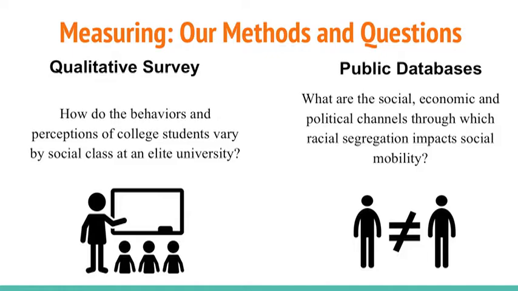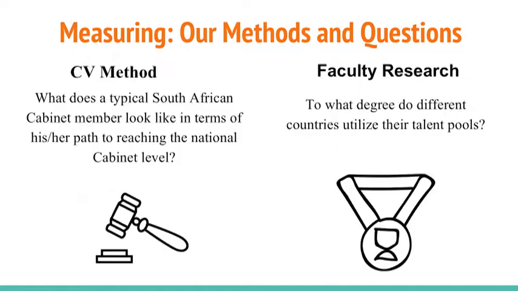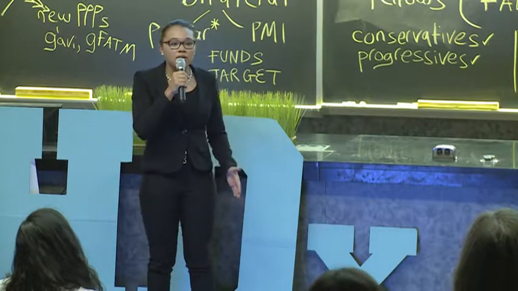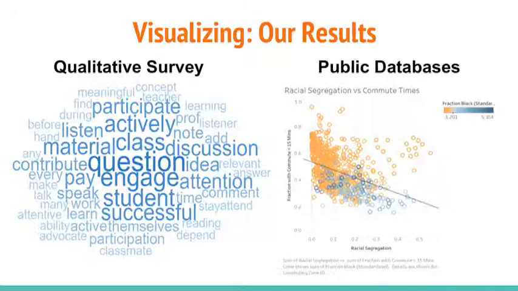We also utilized data from the Equality of Opportunity Project to better understand how racial segregation impacts social mobility. Third, we combed through CVs and piles of resumes to better understand the paths of South African cabinet members and Kenyan professors to success. And lastly, we looked at Duke faculty research on performance at the Olympics to better understand how different countries utilize their talent pools.